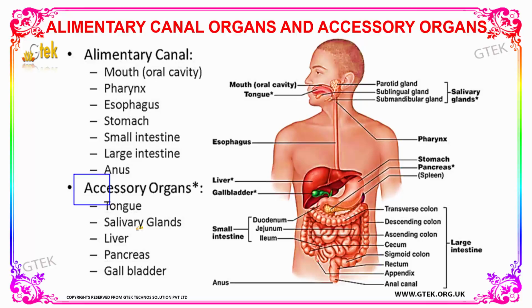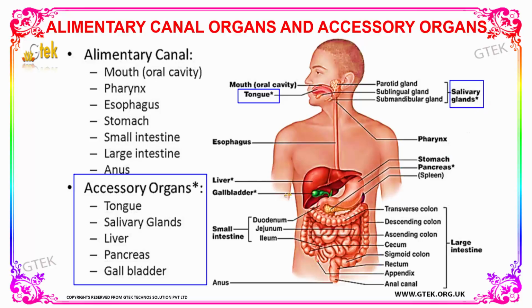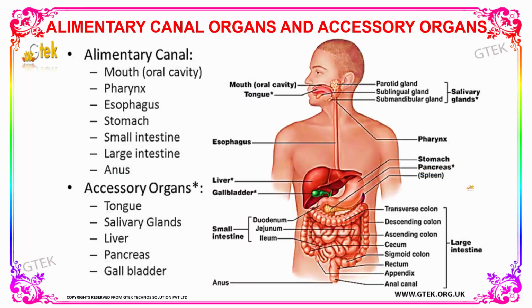The accessory organs are the organs which include the tongue, the salivary glands, your liver, the pancreas and the gallbladder. So these are the accessory organs which help a human in digestion. So these alimentary and accessory organs help a person in proper digestion of the food he consumes.